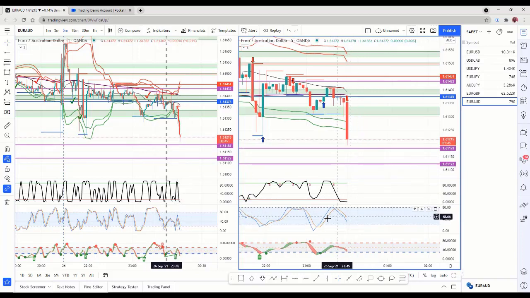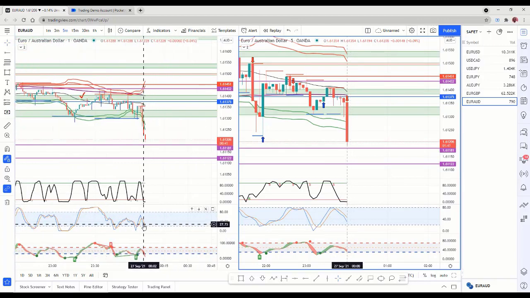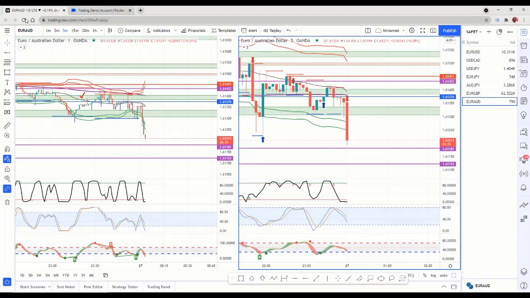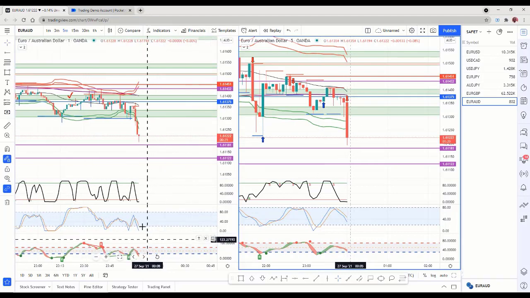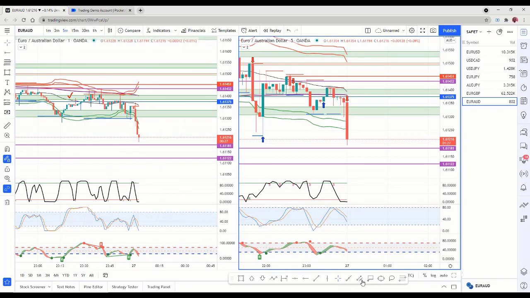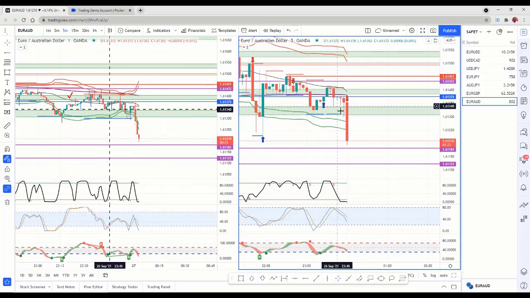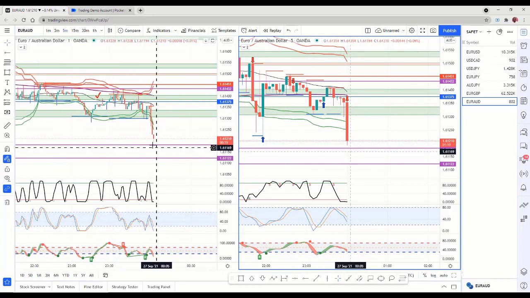So I think I'm going to really wait for my stochastic. I'm waiting for my stochastic. Look, at this point, you can see the market is coming down. So what I'm going to do, why? I think it's coming to this area.